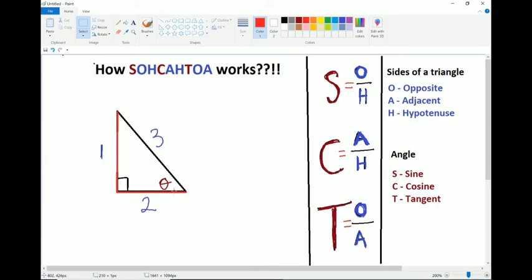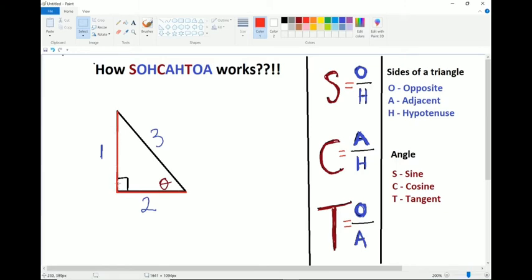Once you've identified the L shape, then you need to remember this. The opposite and the adjacent. The opposite side and the adjacent side always live on the L. So the opposite and the adjacent always live on the L. It's a rule. They can't live anywhere else.